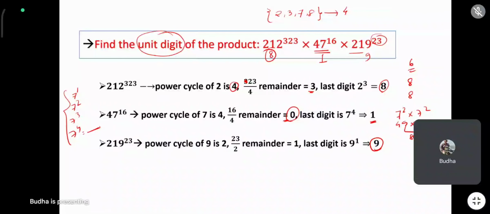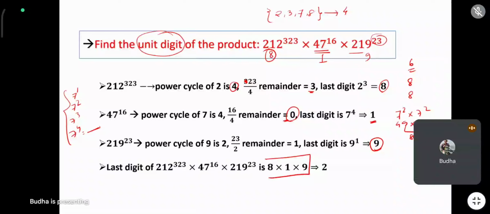Okay okay. So our final answer would be 8 into 1 into 9. So it is 8 nines are 72. But you don't write the full 72, only 2, right? Because we want the unit digit only.